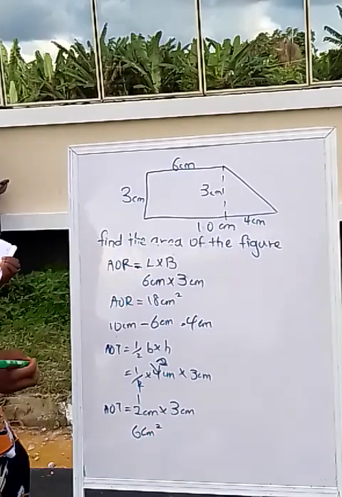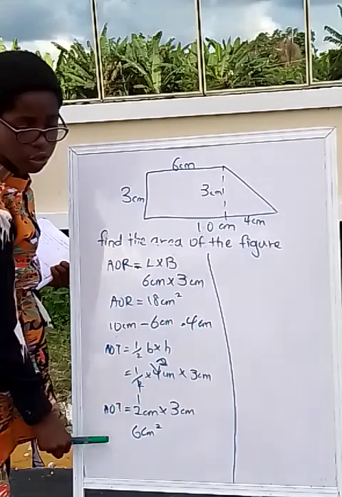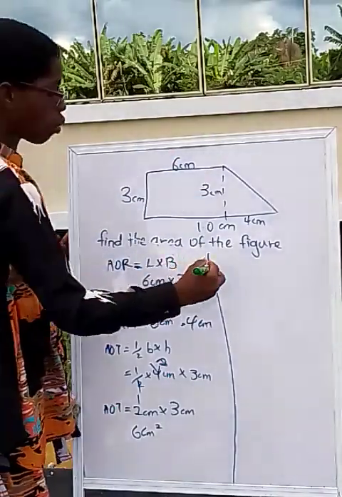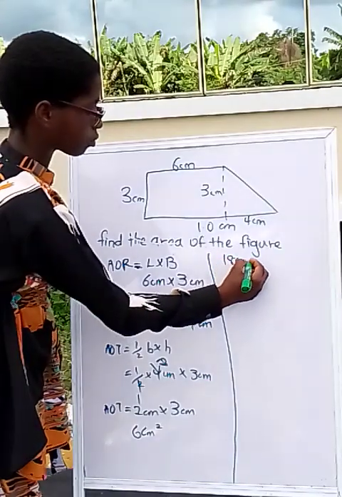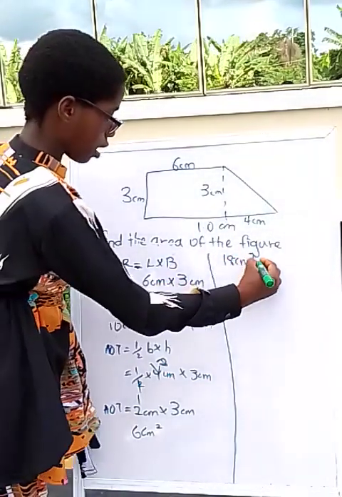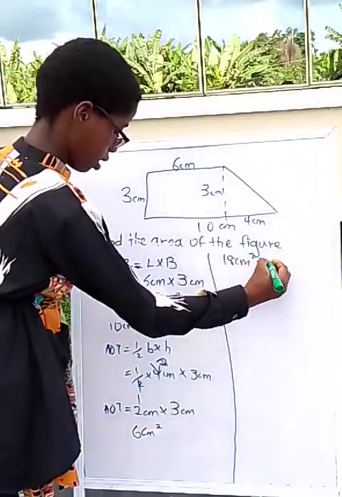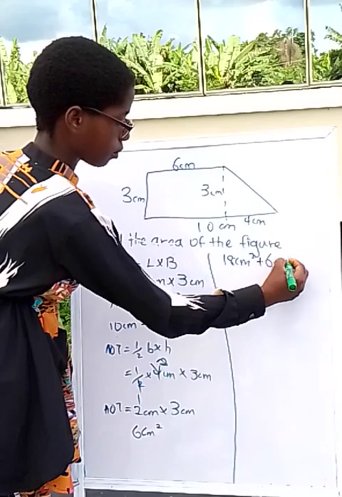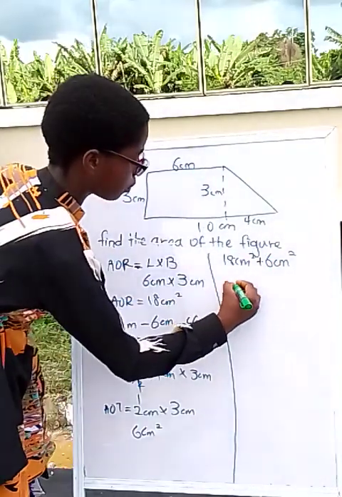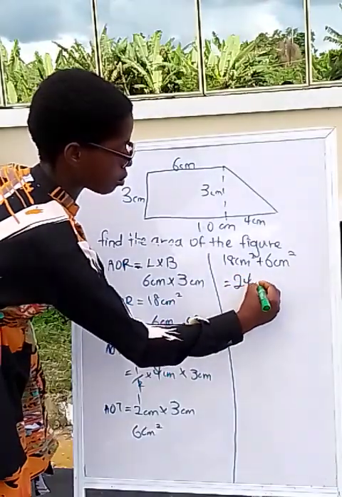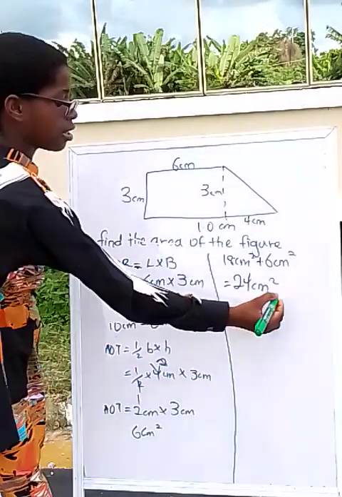Now we've gotten the area of both the rectangle and the triangle. Now let's get the area of the whole shape. Area of the rectangle is 18 centimeter square plus area of the triangle is 6 centimeter square. So area of the whole shape will now be 24 centimeter square. That is 18 centimeter plus 6 centimeter. Now this is our final answer.